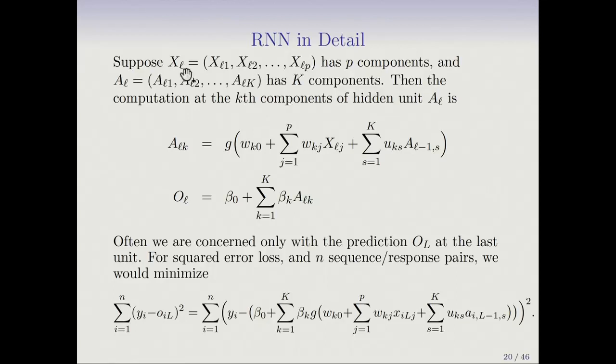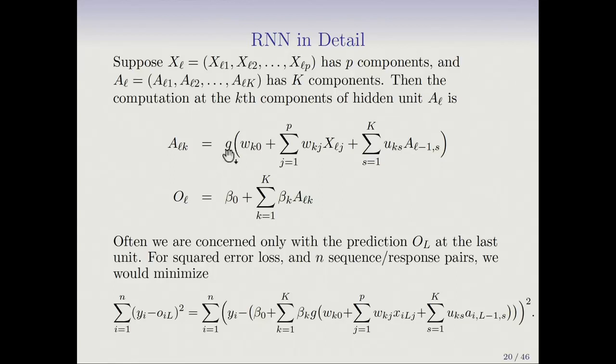Suppose the lth element of the sequence has P numbers, P components. Remember, each input vector is a vector in the sequence, and let's say it's got P components. And let's suppose each hidden unit in that sequence of hidden units has K components. Then the computation of the kth component of the hidden units A_L is given by this expression. There's a bias or intercept, then a linear combination of the P values of the input vector at that point L, and then a linear combination of the activation units at the previous step. And then there's a nonlinearity, such as ReLU.